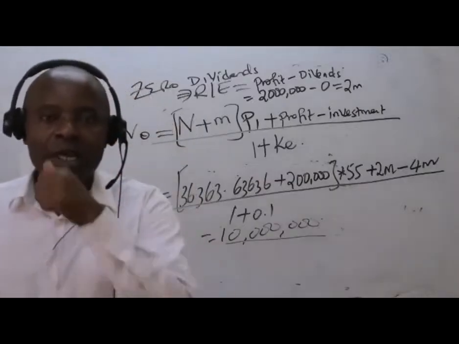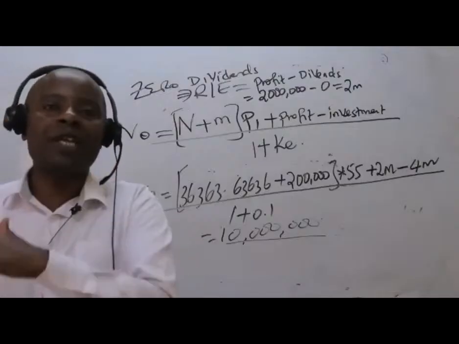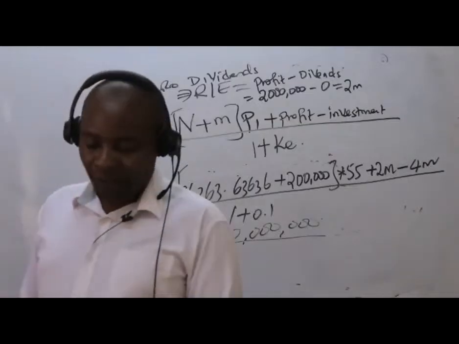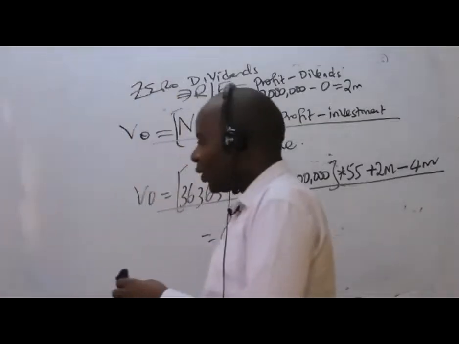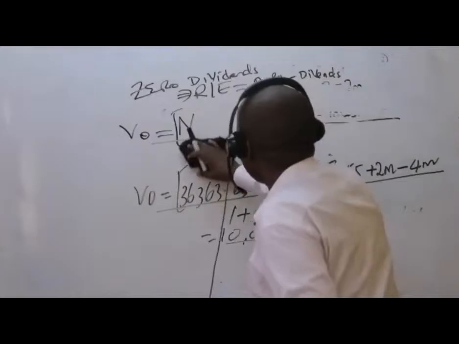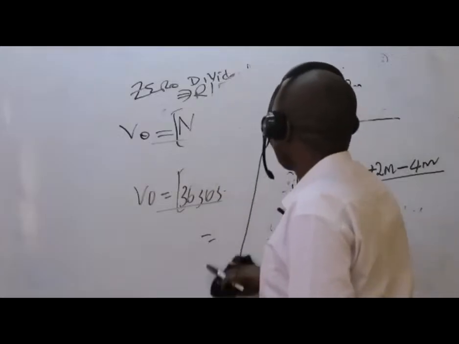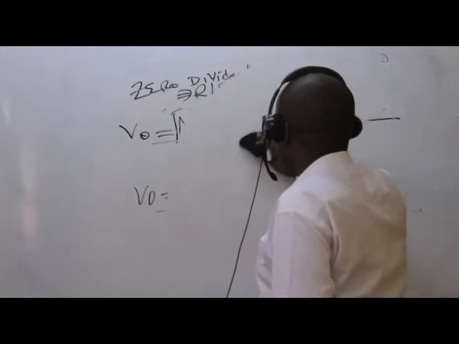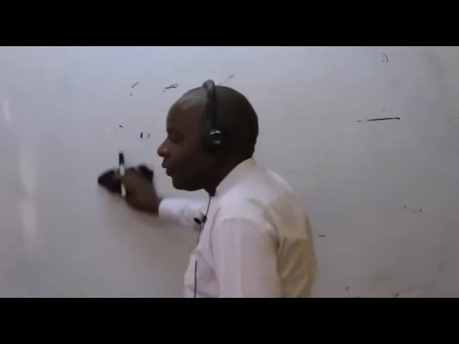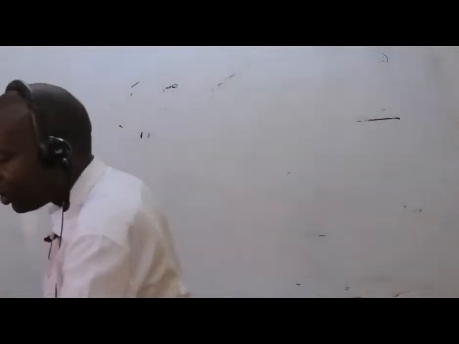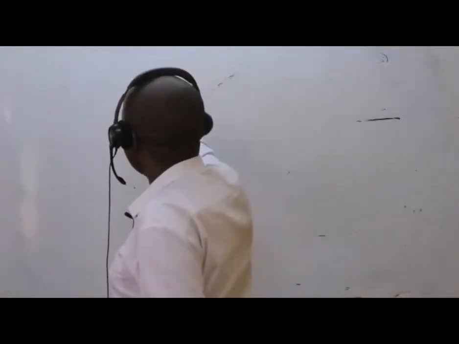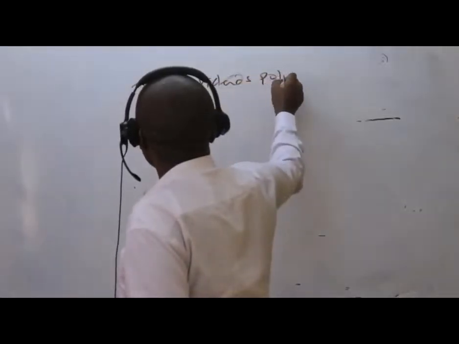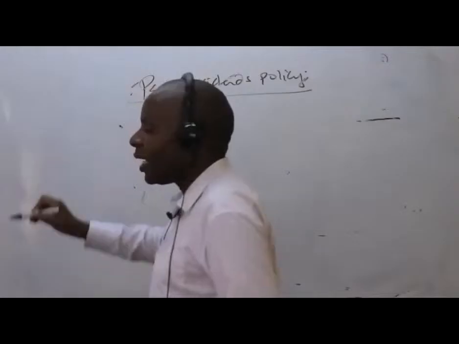What about the other side of the coin? What if we decide to pay dividends? So number 2, pay dividends policy. What will be the value of the firm?